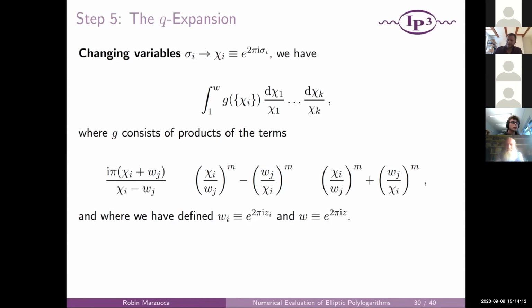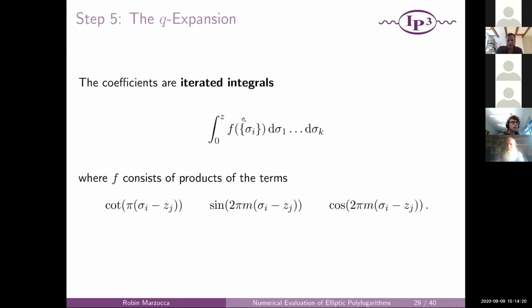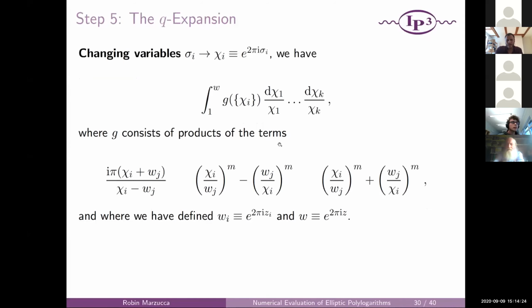From now on, I'm going to talk a bit about this transformation. I'm going to call everything that happens here Z space, and everything that happens here I'm going to call W space. So yes, we get multiple polylogarithms.